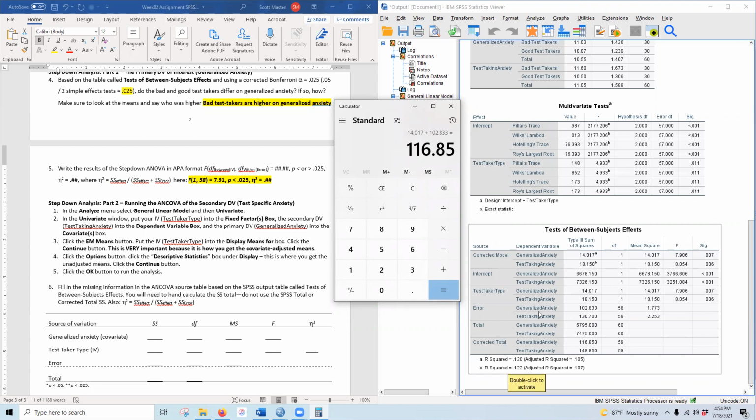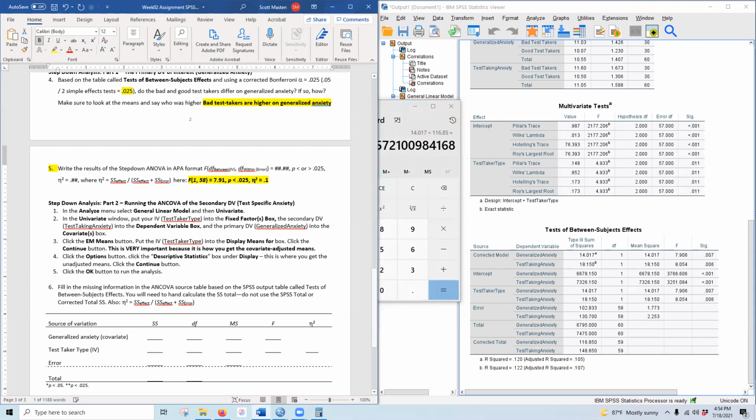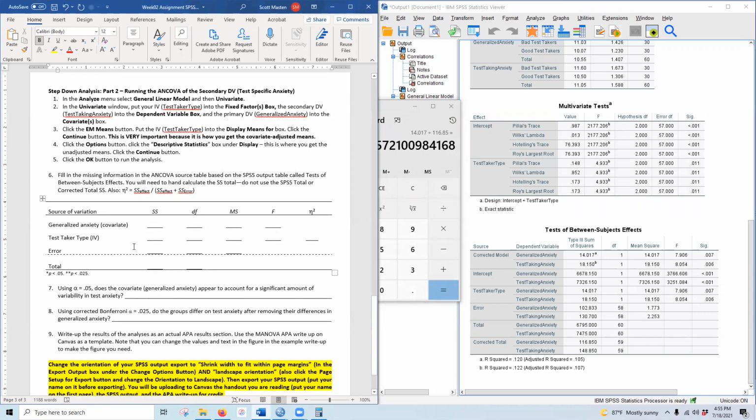116.85. And what is that? That is the sum of squares of effect plus the error sum of squares, because that's what we need here. So we're going to divide our 14.017 by that total we just got, 116.85. We get 0.1199, so 0.12 is what we would round that to. That's our eta squared.